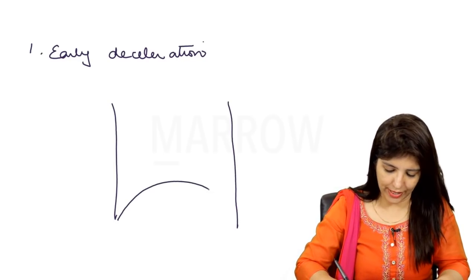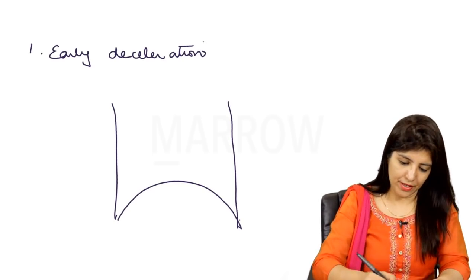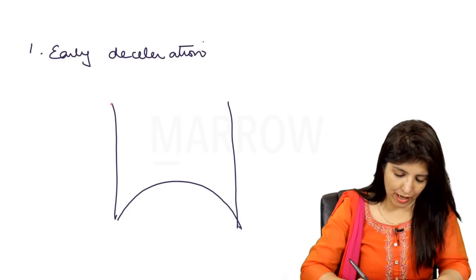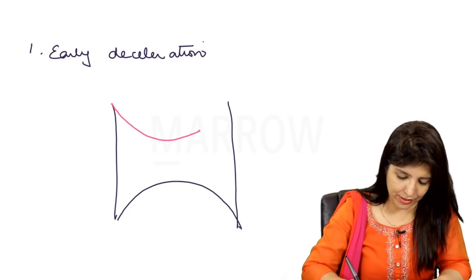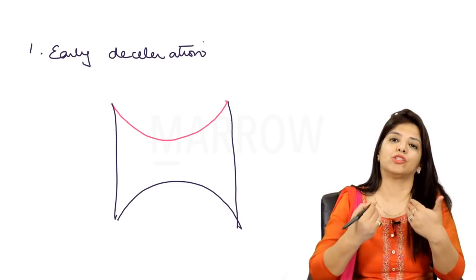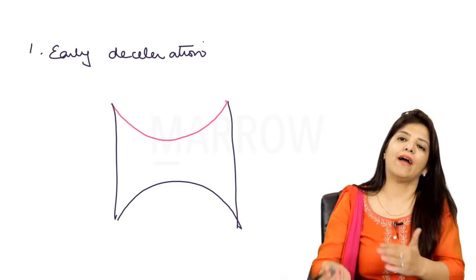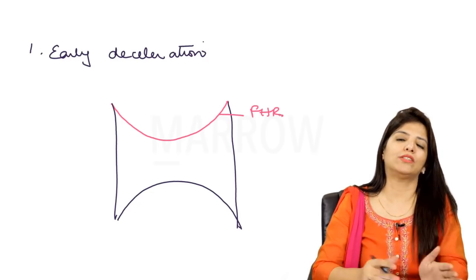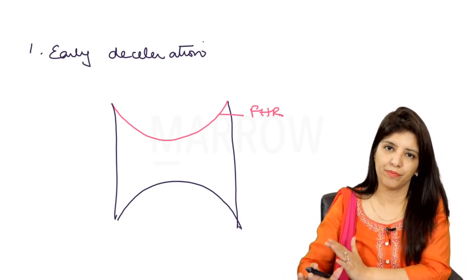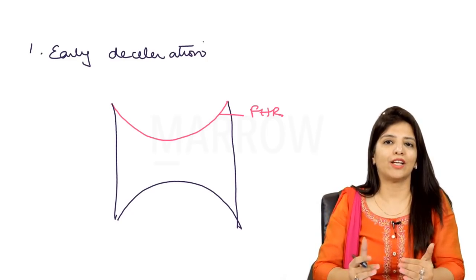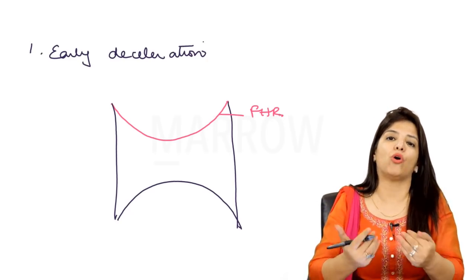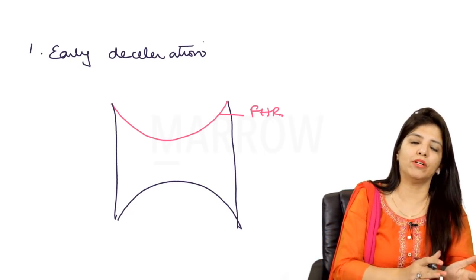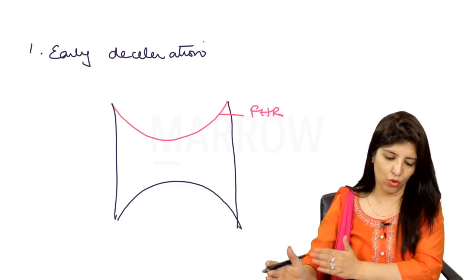the uterine contraction, right? In case of early deceleration, the dip in fetal heart rate will begin exactly at the same time as the uterine contraction begins. And the dip in fetal heart rate will get over once the uterine contractions are over. So the fetal heart rate begins to decrease at the onset of uterine contractions, and comes back to normal once the contractions are over.